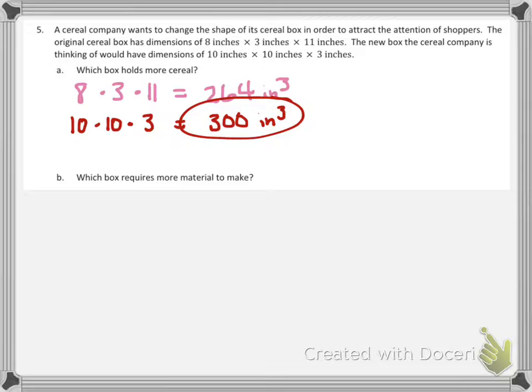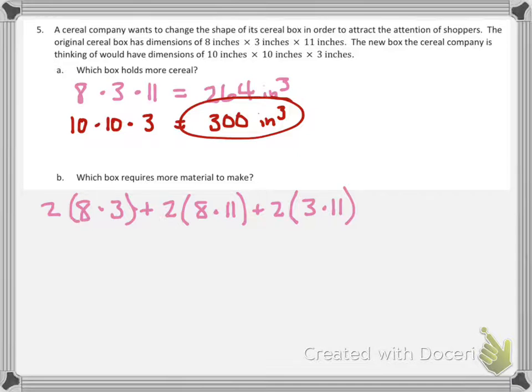Well, that's surface area. So let's do the surface area of the first box. The surface area of the first box is going to be 8 times 3 times 2, plus 2 times 8 times 11, plus 2 times 3 times 11. Okay, and that gives me top, bottom, front, back, right, left.